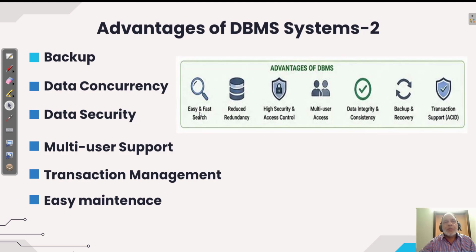Data concurrency, as mentioned before, is also maintained by the DBMS. A number of users can access the database concurrently, but data is not overwritten, so it is in a valid state. Data security is maintained by the DBMS, and multi-user support. We can support hundreds of thousands, or maybe millions and billions of users by using the DBMS. Transaction management: I have already given you the examples. The DBMS maintains transaction management very efficiently by using the ACID properties. We will discuss that in the next slide. So DBMS management is very easy.